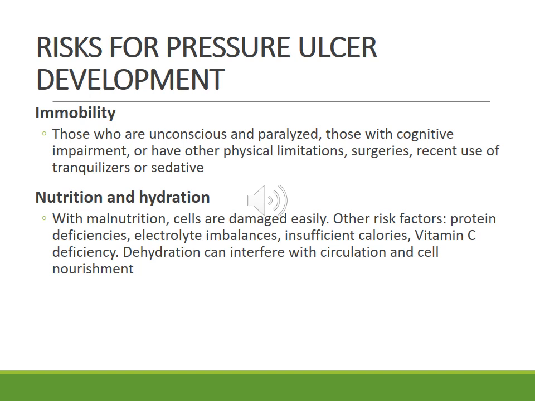Nutrition and hydration, again, if we have a malnourished patient, the cells are damaged easily. Protein deficiency, electrolyte imbalances, insufficient calories, and dehydration can all interfere with the circulation and the cell nourishment, and it increases their risk for that pressure development or pressure ulcer development.